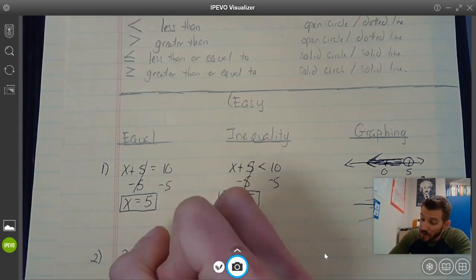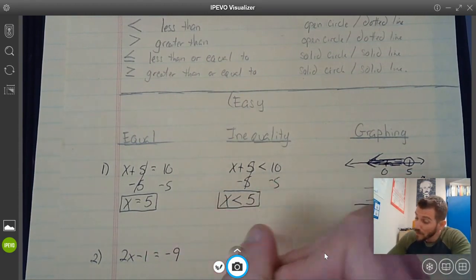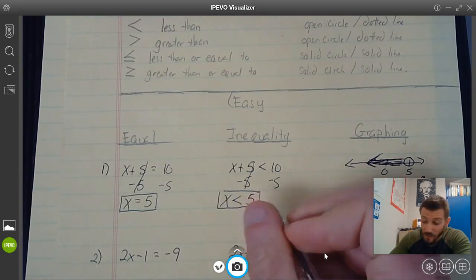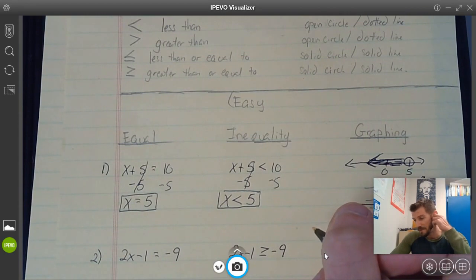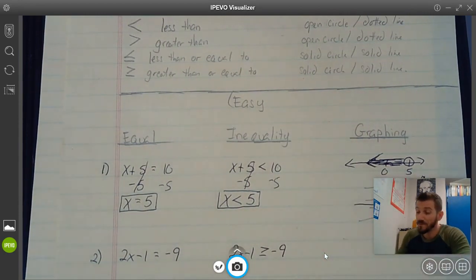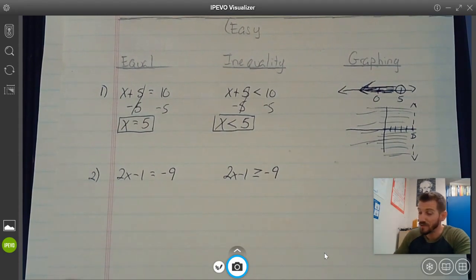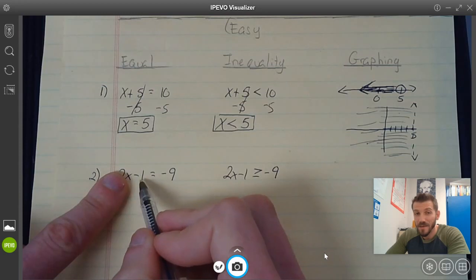2x minus 1 is equal to negative 9. And then we're going to do 2x minus 1 is greater than or equal to negative 9. All right, so very first step, we want to get x by itself. So let's try to see what to do here. Just like we did in the last problem, get rid of everything that's not around x for right now.